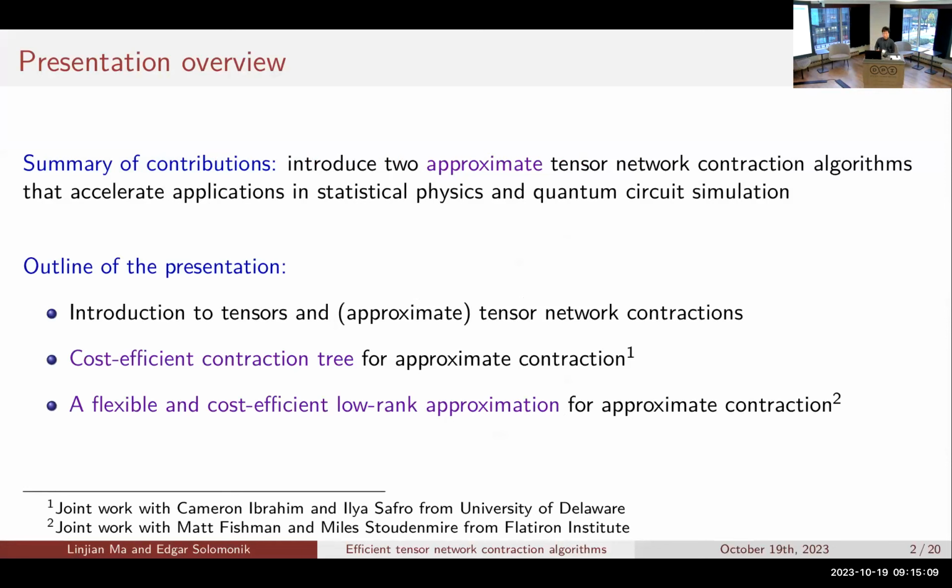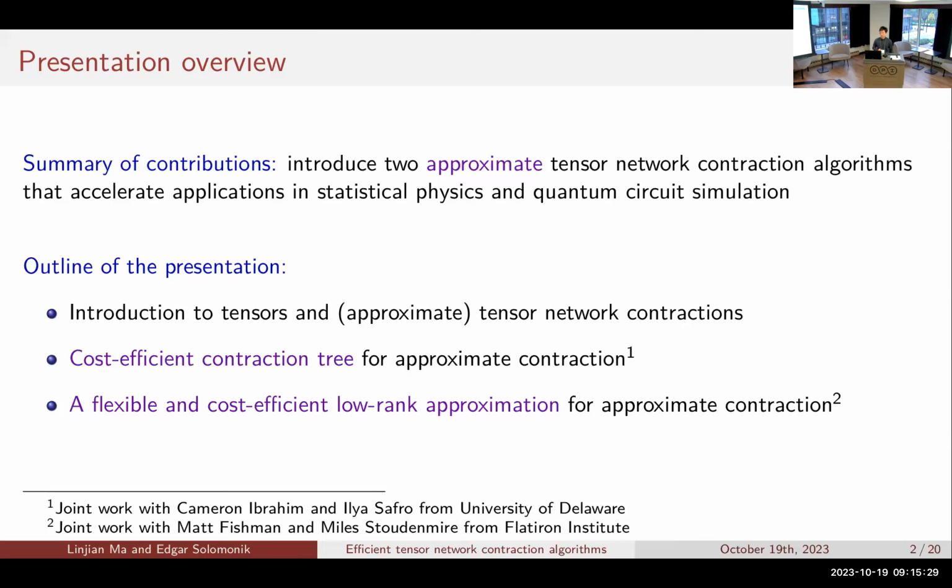In this presentation, I'm going to introduce two approximate tensor network contraction algorithms that we developed recently. These algorithms have been shown to be much more efficient than previous work, and they will accelerate multiple problems, including statistical physics and also simulation of quantum algorithms.